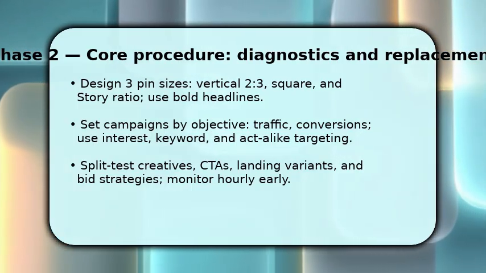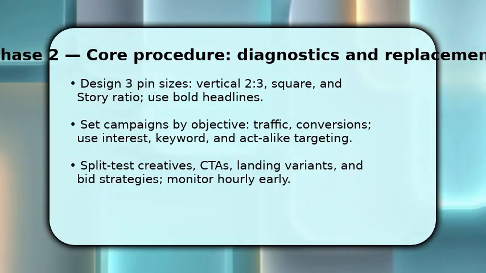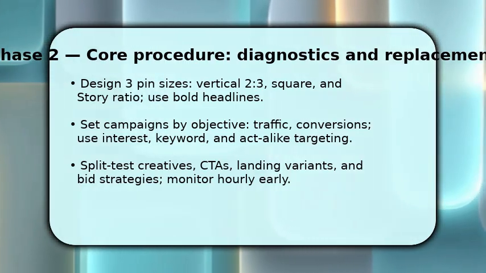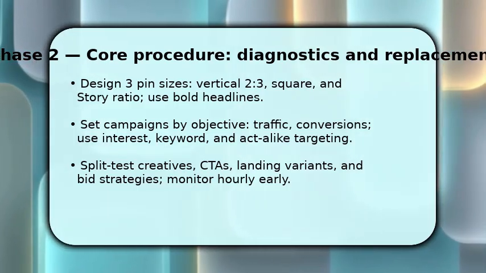Use bold headlines and 1 clear CTA. Then build campaigns by objective. Start with traffic, then conversions once data accumulates, and layer targeting: broad interests, exact keywords, and act-alike audiences.